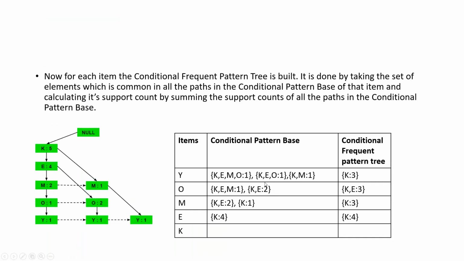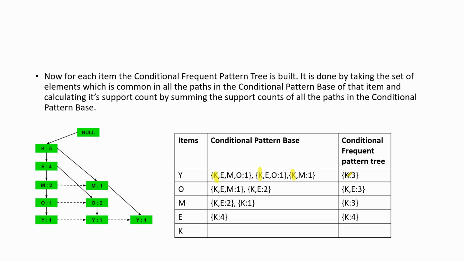After this, what you have to do is count the elements which are appearing in all these conditional pattern bases. You just have to count the elements here and write the conditional frequent pattern tree items which are appearing in all these sets. So for Y, what is the element which is appearing in this set? K is here, K is here, and K is also here. None of the elements is appearing in all these three apart from K.